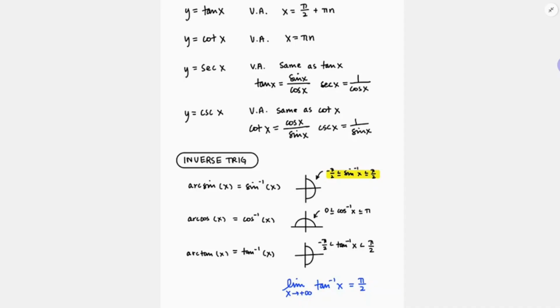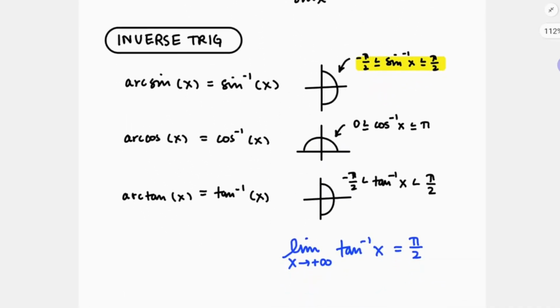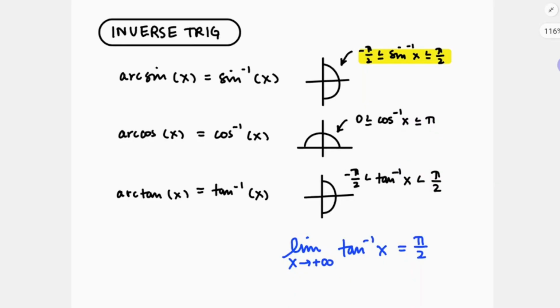For inverse trig, okay, inverse trig is something that I just don't think we spent enough time on in my class this year. If I was going to teach AP Pre-Cal again next year, which I'm not, I would spend a little bit more time on inverse trig functions.